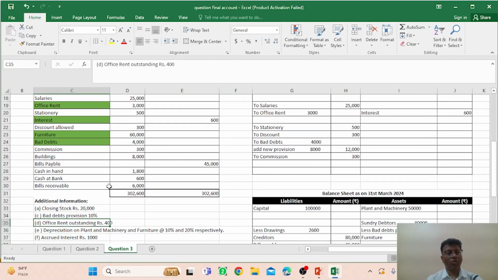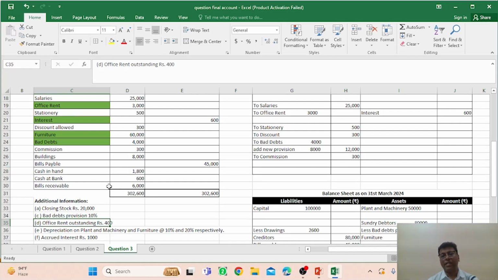And the next item is office rent outstanding. It means the office rent which is due, you have not paid till this time. So it is assumed that it would be payable in the future, right? So this is the liability. It is part of the financial year. It is very important to keep in mind that the expenses and incomes which are to be shown in the trading P&L, right? So for the financial year, it should be treated and written over there.